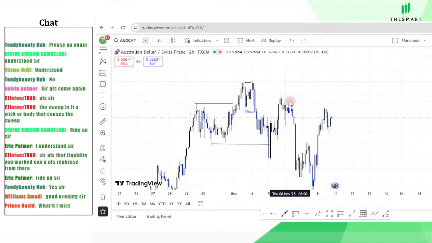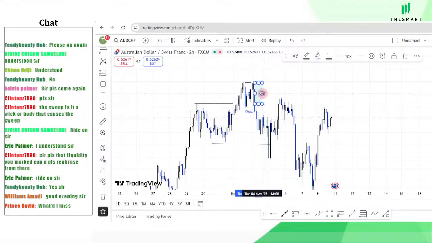Where is the new high? This is our new high at this level here. And following this change of character, where is your order block? This is your order block. This is our last sell candle. Sorry, last buy candle.